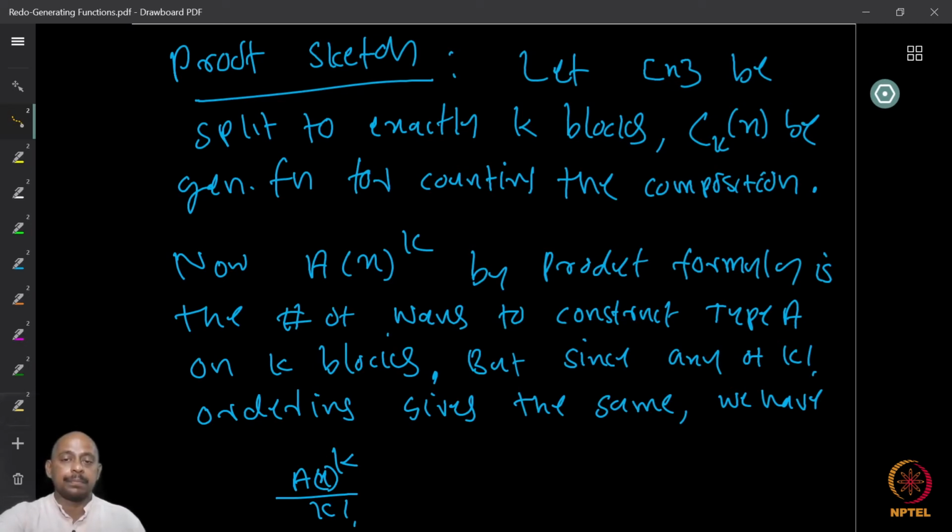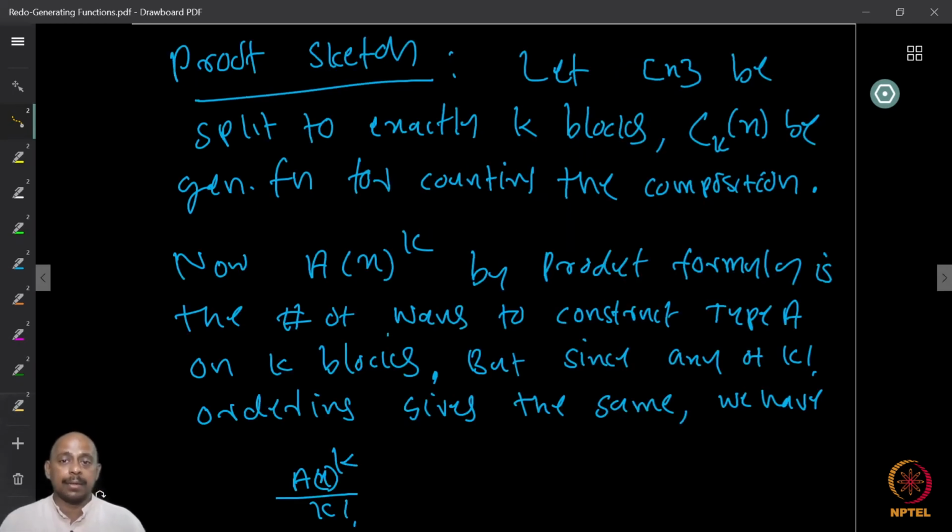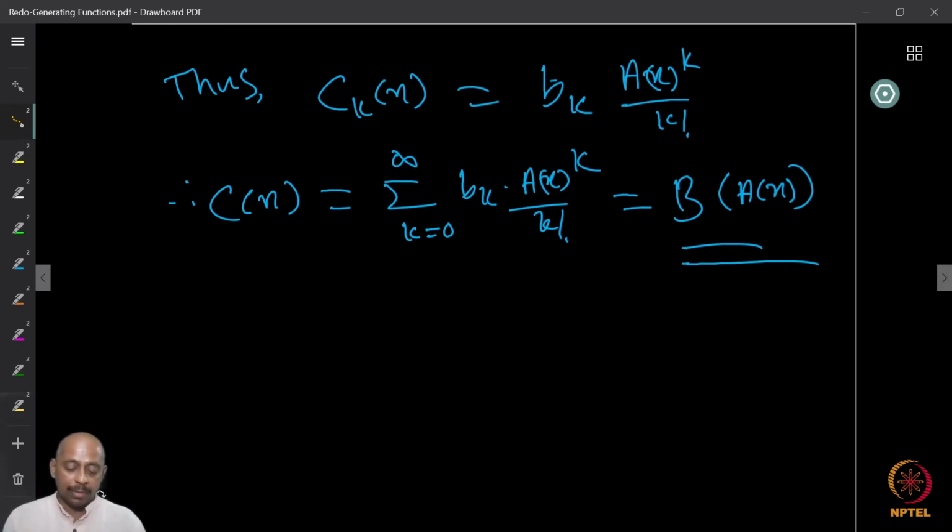So what we have shown is that ck of x is equal to, but there is another thing, that once you make this, we have to put B-type structures, right? So it's not ck of x. It is just to do the A-type structures on these blocks. Now, we have to make B structures on the k A structures that we have obtained, right? So that we can do in precisely b_k ways. So therefore, ck of x is now b_k into A of x whole raised to k by k factorial, because A of x whole raised to k by k factorial is the number of ways we can put A structures on the k blocks.